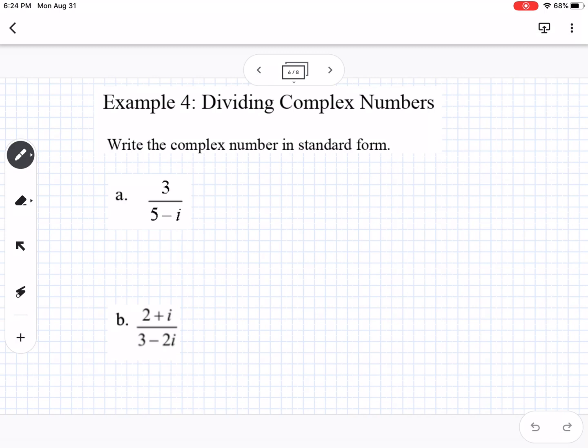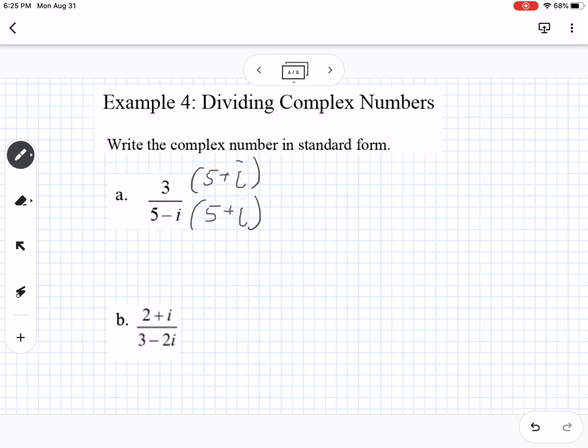So now we're going to use that to divide complex numbers. We're going to write the complex number in standard form. The way that we divide, and we did this last year, is we want to multiply by the complex conjugate of the denominator. So the denominator is 5 minus i, which means the complex conjugate is 5 plus i. And remember, whatever we do to the denominator, we have to do to the numerator.